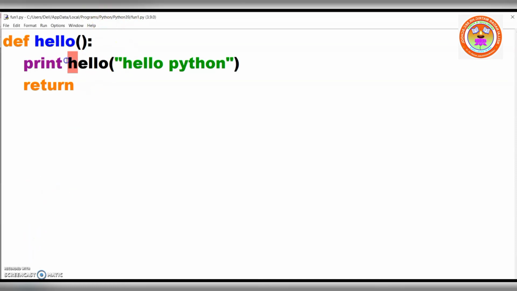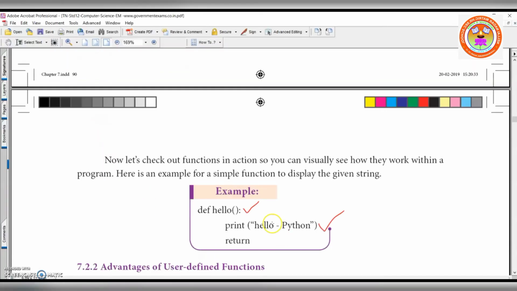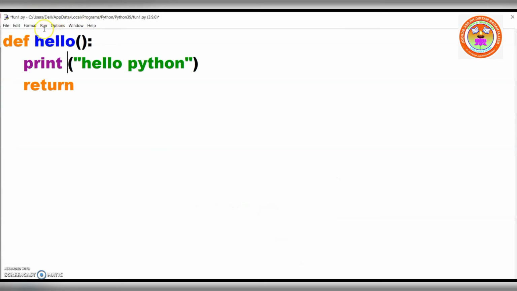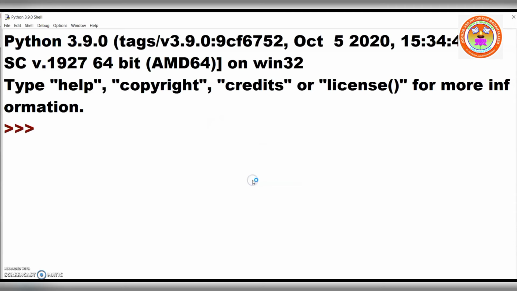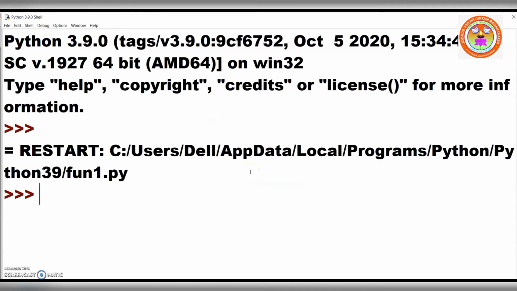Why do you have to give the function name here? No need to give the function name here. Okay. Hello. Now check. Is it clear? Yes. Now I'm going to run it. Again, it may show an error because I didn't save it.